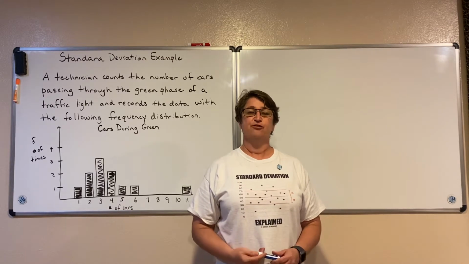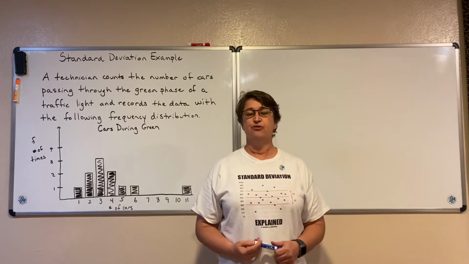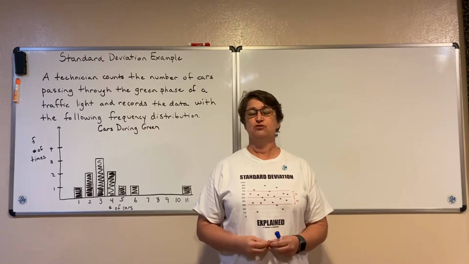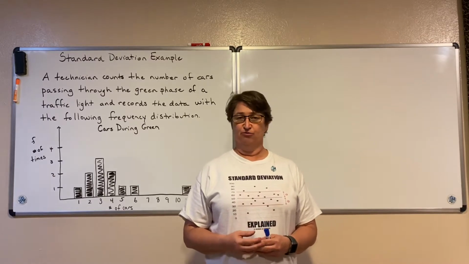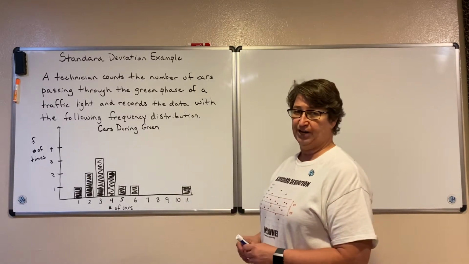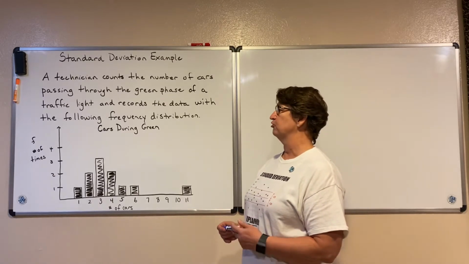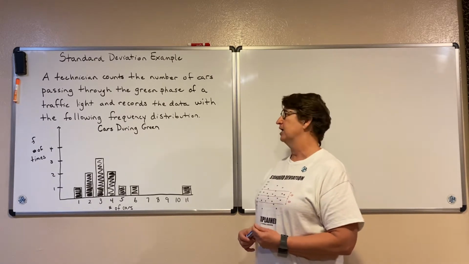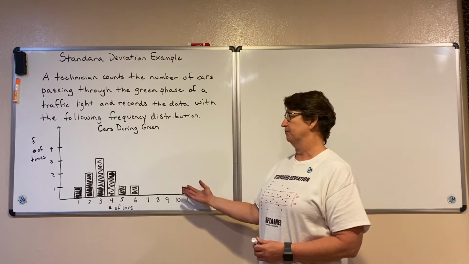Let's find the standard deviation from some data. Remember that the standard deviation is really just finding the average distance that a data point is from the mean. So first, let's figure out what our data is. A technician counts the number of cars passing through the green phase of a traffic light and records the data with the following frequency distribution.